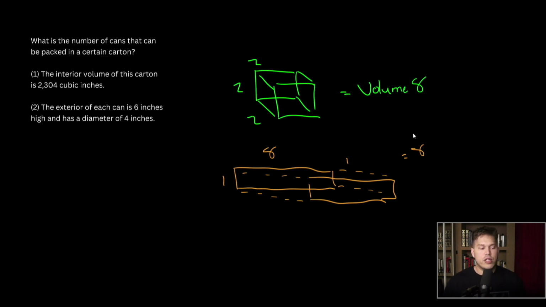With these two different shapes, a different amount of cans would fit in each of the cartons. Therefore, even with the two statements combined, we don't have enough information to solve this problem. So the answer is going to be answer E, not enough information. What we need for this problem are the actual dimensions of our carton.